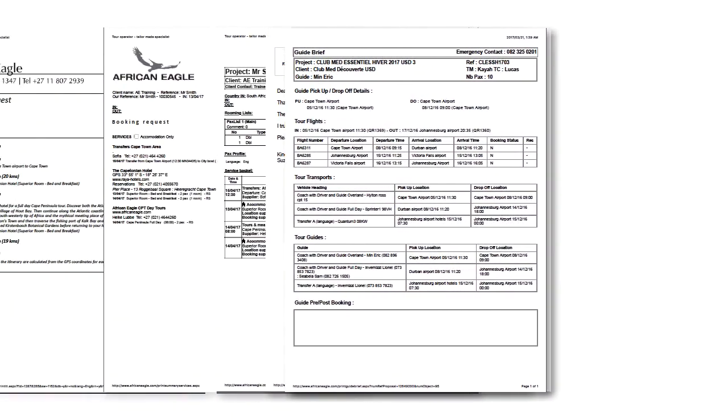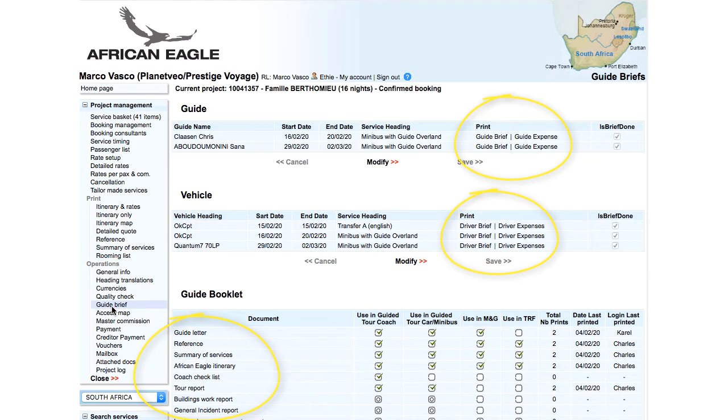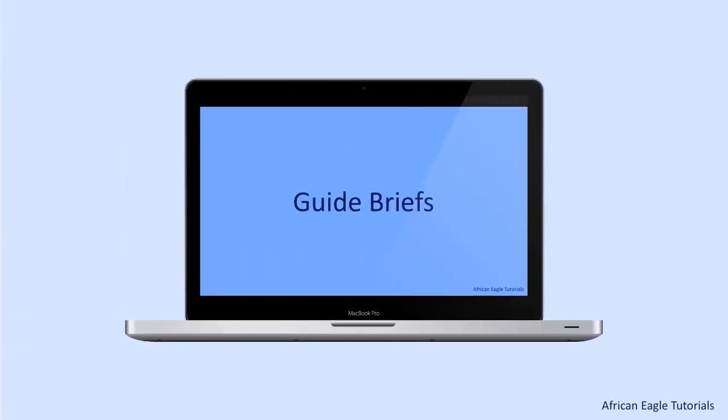To prepare the tour documentation that guides and drivers need in order to make the tour a reality, under Operations, click on Guide Brief. From this page, you can print all the documents required for different kinds of tours. See the tutorial on the Guide Brief page for more details.